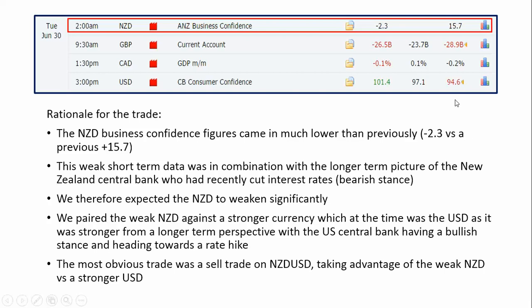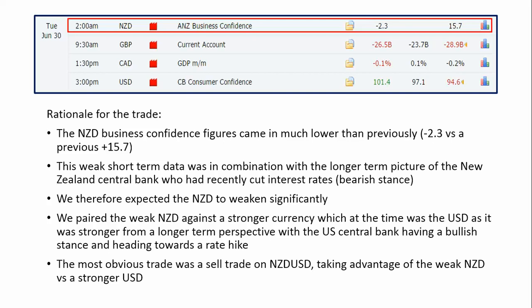Now, in this case we didn't actually have an expected figure. Where you don't have an expected figure, we can just use the previous, which essentially becomes our expected figure. Previously it was 15.7, so good confidence in the business sector, which is obviously good for the Kiwi dollar. But it dropped off significantly this month to minus 2.3. So business confidence was suffering, which is going to have a detrimental impact on the economic picture in New Zealand, and a knock-on effect to weaken the New Zealand dollar. So that figure came in much, much worse than previous, stroke expected. So it was an opportunity to sell the Kiwi against a strong currency.